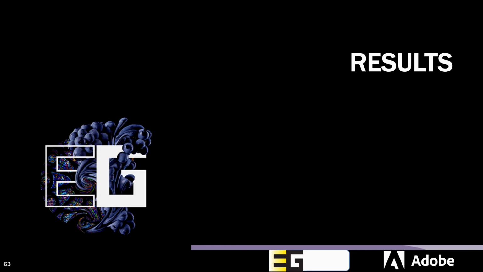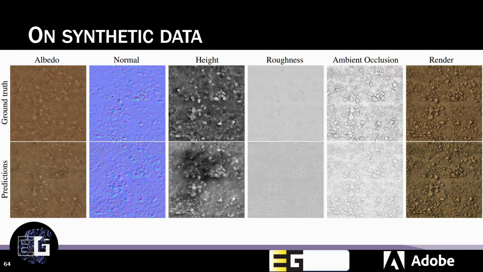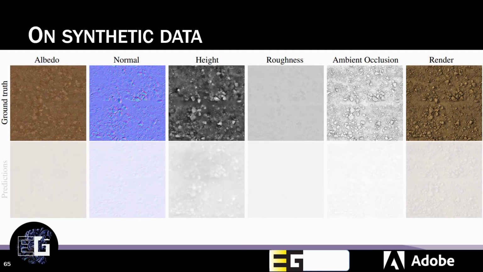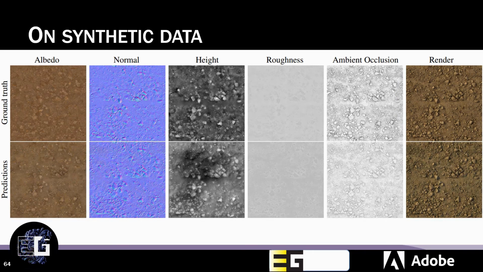Let's see some results now. On synthetic data first. Here the ground truth maps are presented in the top row and the render will be used as the input of the prediction. The results are presented in the bottom row and we can observe an overall similarity with the ground truth maps that is confirmed by the resulting render.